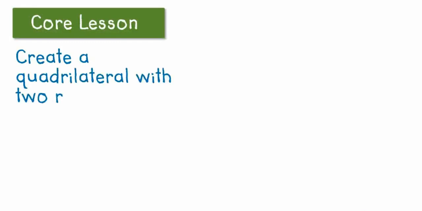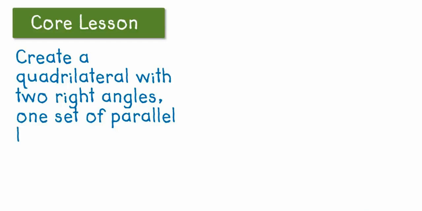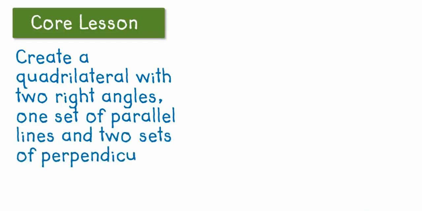Create a quadrilateral with two right angles, one set of parallel lines, and two sets of perpendicular lines. So what I'd like you to do right now, before we even create the shape, is I'd like you to take a look at those characteristics and see if you can determine what type of shape we're going to be making with this. So think about it, and then we'll check as we go through and we can see if you're right. So again, we have two right angles, one set of parallel lines, two sets of perpendicular lines, and this quadrilateral. So it's a four-sided shape.